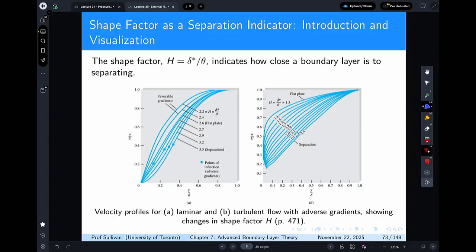So you're looking at the blue lines are H's. Y over delta is the distance along the boundary layer, and u over u infinity is on the right axis, and again, you recognize that laminar boundary layers and turbulent boundary layers look very different. It goes for a flat plate with a favorable pressure gradient at the top, and then separation at the bottom, but the value is 2.4.